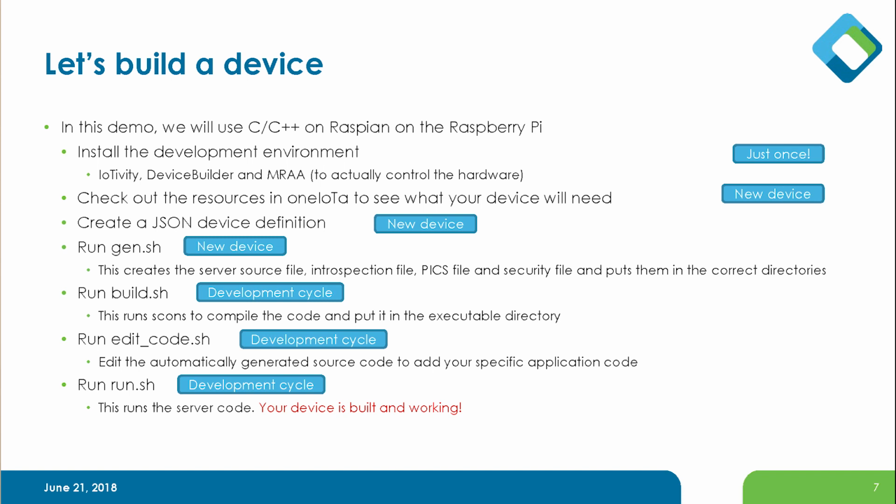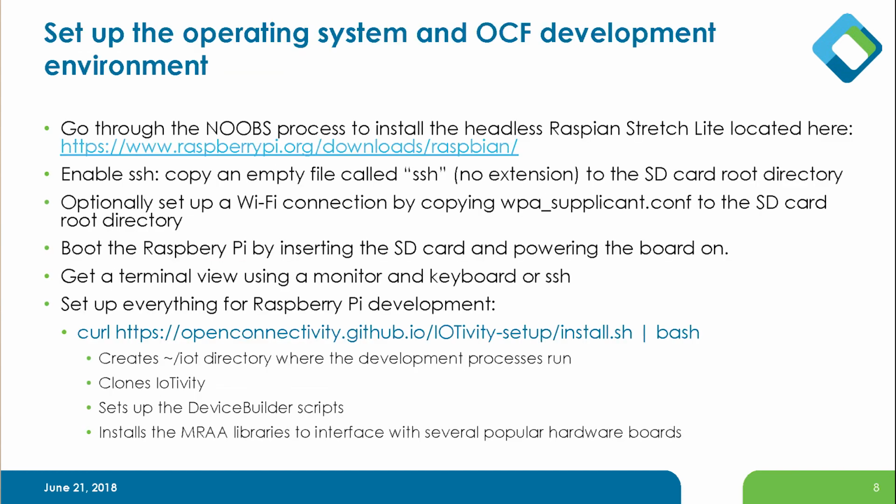So let's build a device. In this demo, the environment is basically already installed on what you have. I have to do a little testing to see if everything is there in the right place, but if not, you can run that curl command to install everything in the right place. And then we're going to edit a device description file, then we'll generate the code, we'll run that, okay?